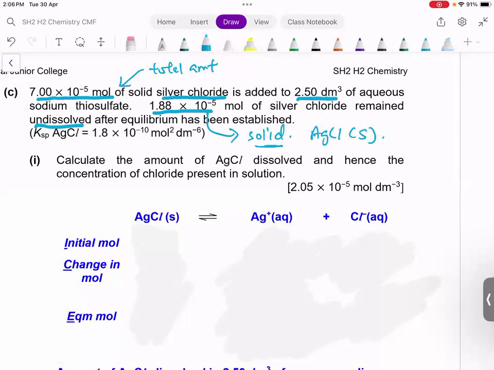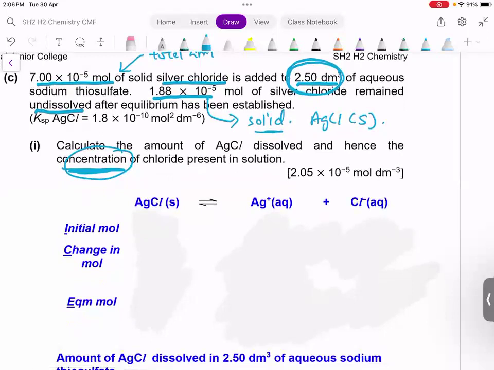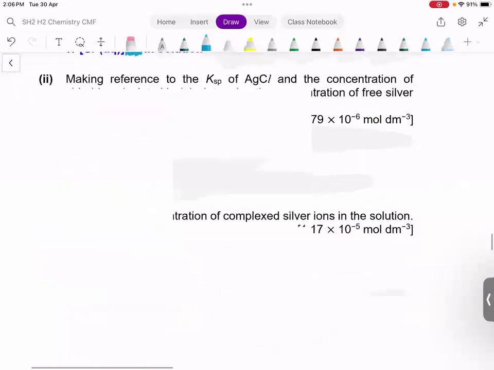And from there, the concentration of the chloride present. Concentration, then you have to take the 2.5 dm cube into account in order to calculate the concentration of chloride. So are you able to calculate that? Amount is number of moles, concentration is different. You have to take the total volume into account. Okay, per dm cube. So can do so? Do you need me to show? Okay, let's move on.